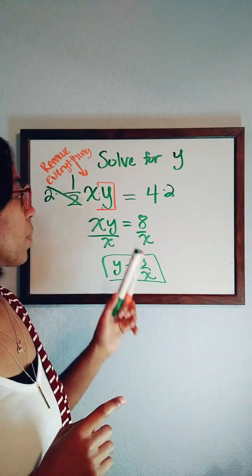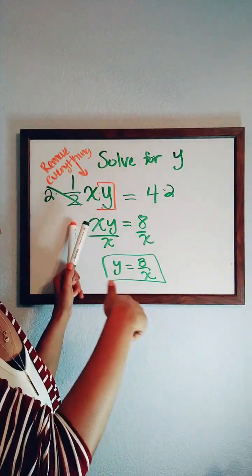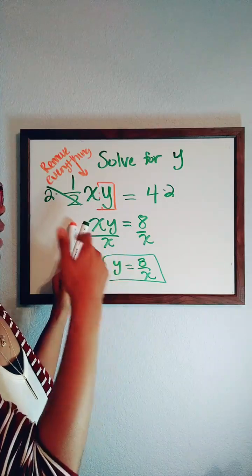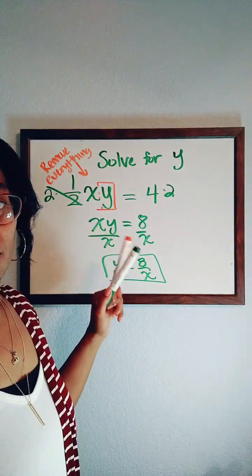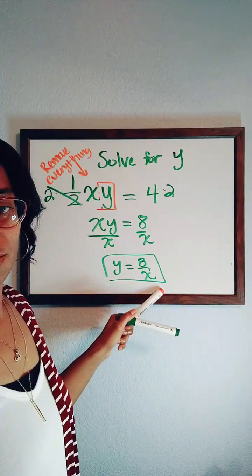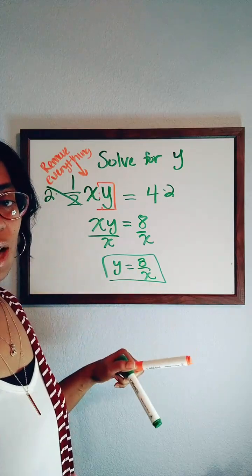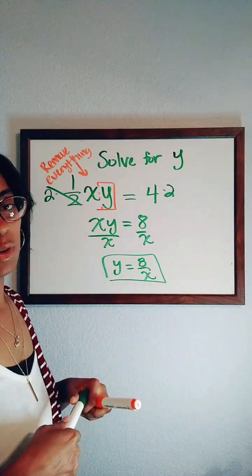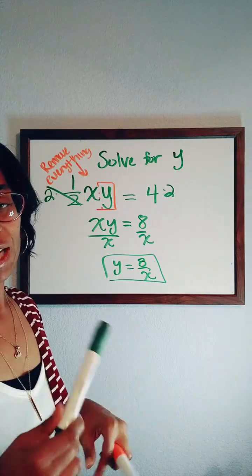Because you remember when we divide by fractions, you're going to multiply by the reciprocal. So you would end up multiplying by 2 over x. And that would get you 8 over x. Because remember when we divide by 1/2 x, you would end up multiplying by the reciprocal, because it's keep, change, flip.